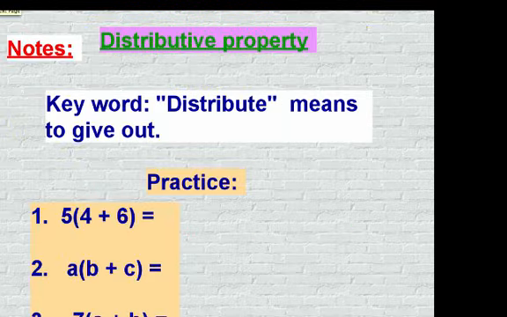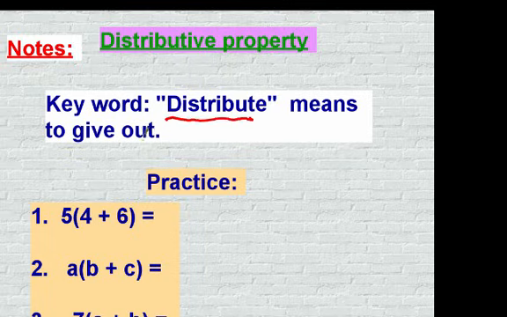And finally, our last property is the distributive property. And the key word is distribute. And that simply means to give out. All right? So what happens is anytime I see a number outside the parentheses like this, and there's some sort of operation going on inside of the parentheses, I'm going to multiply this number by both numbers that are inside the parentheses. We're distributing. We're giving this 5 out to each.